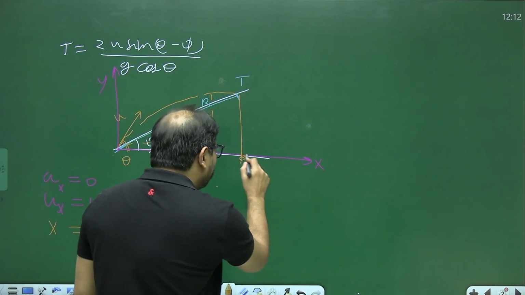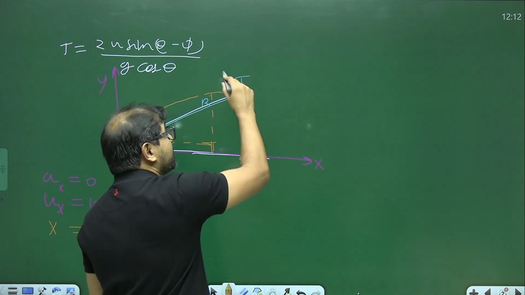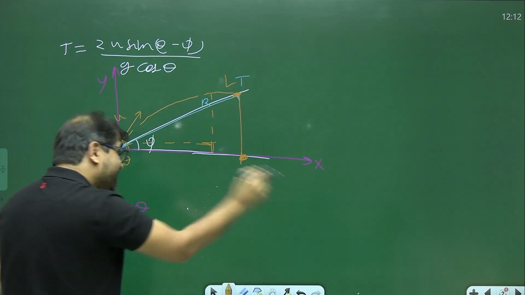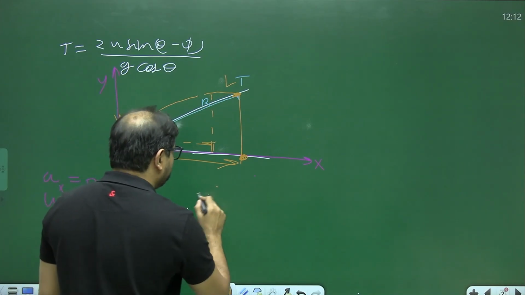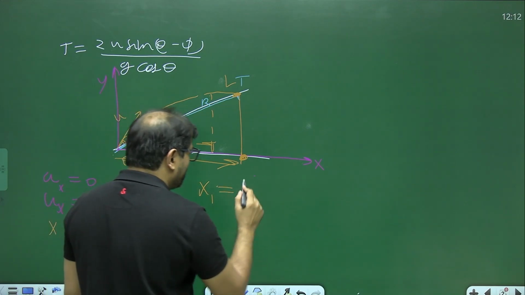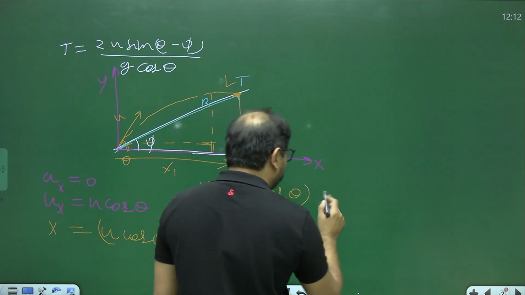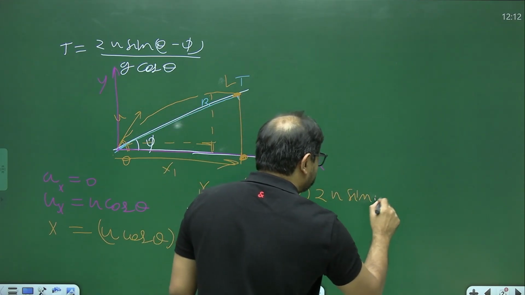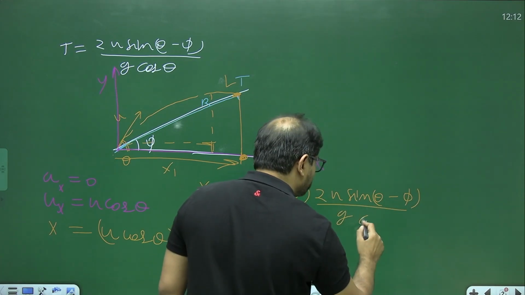So at the moment when it lands here, this particular x coordinate, let's call it x1, would be equal to u cos theta into the time that we've already found, 2u sin(theta minus phi) upon g cos phi.